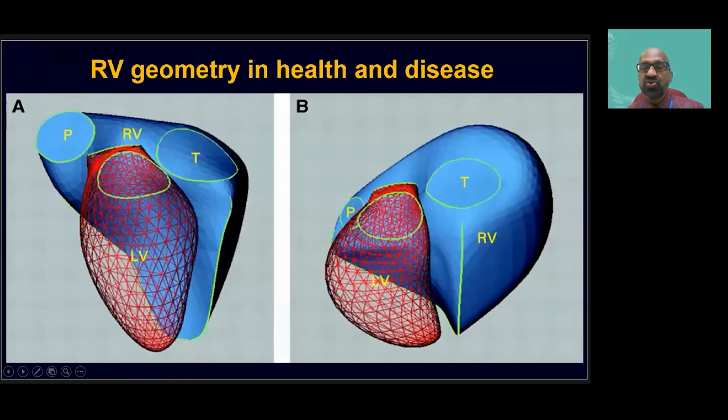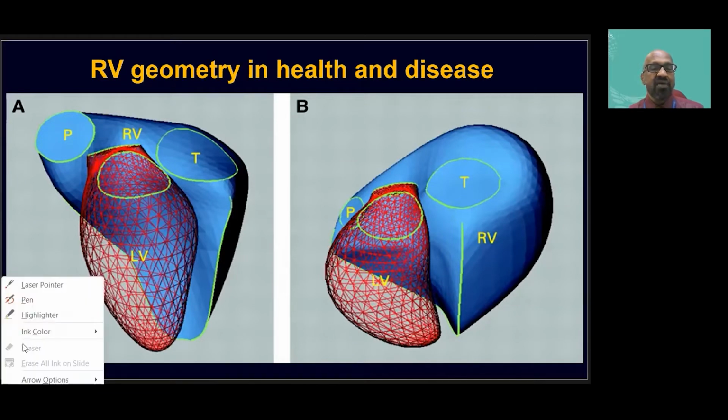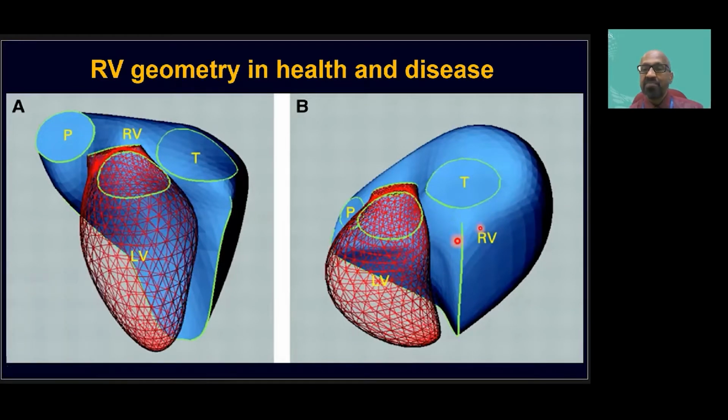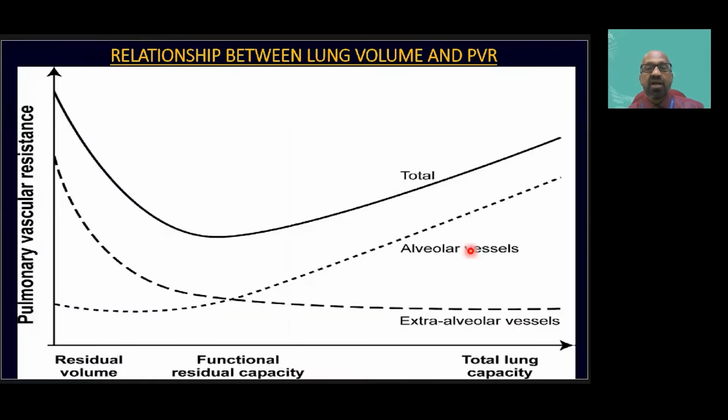This depiction shows the three-dimensional reconstruction of the RV, illustrating its complex shape in a normal subject in panel A and in a diseased RV in panel B. The relationship between the lung volume and the pulmonary vascular resistance is shown in this graphic representation, and it is clear that the pulmonary vascular resistance is the lowest when the lung volume is at functional residual capacity.